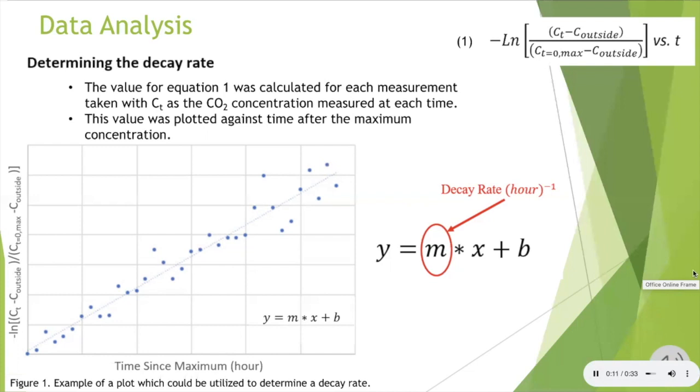In these plots, equation 1 can be seen on the y-axis, and the time after the maximum concentration occurred is seen on the x-axis. The linear regression equation for each plot of data was determined. That's represented here by y equals mx plus b, and the decay rate at each location was taken to be the slope of the linear regression equation, or as seen on screen, m.